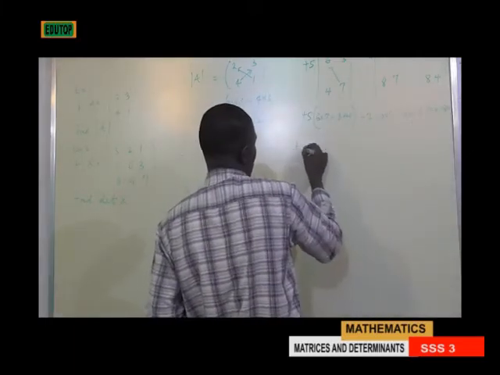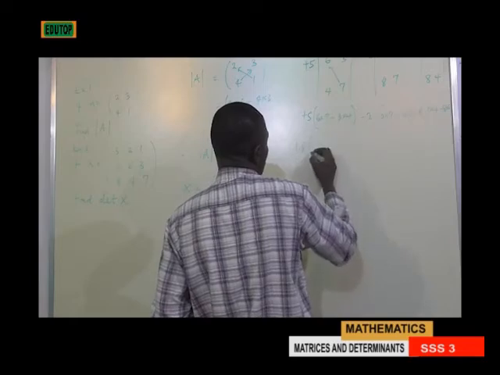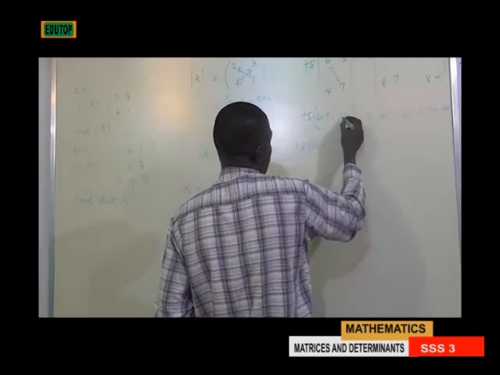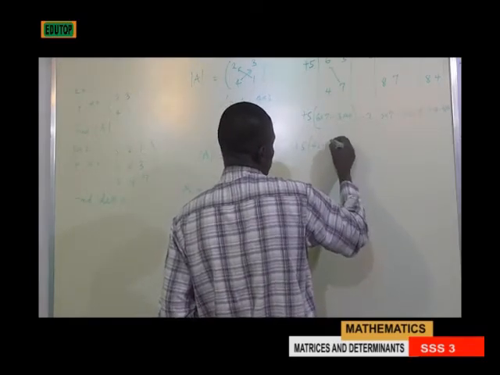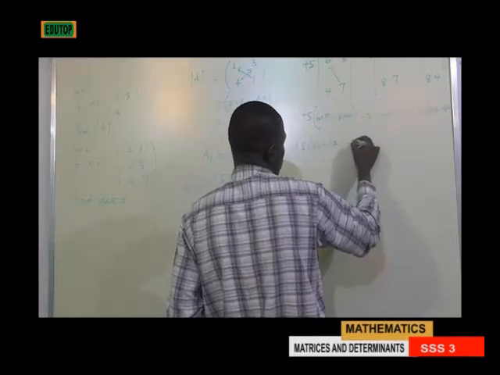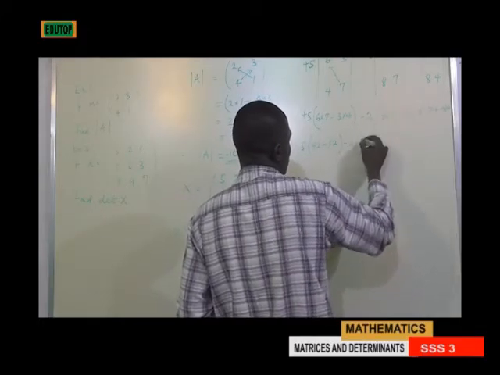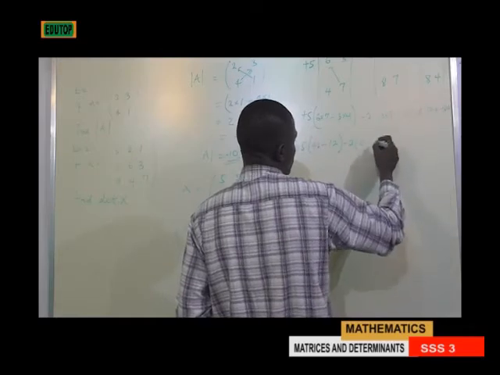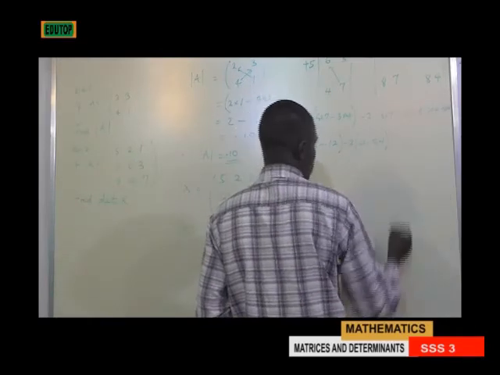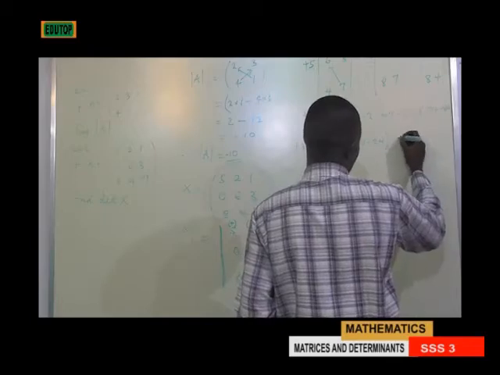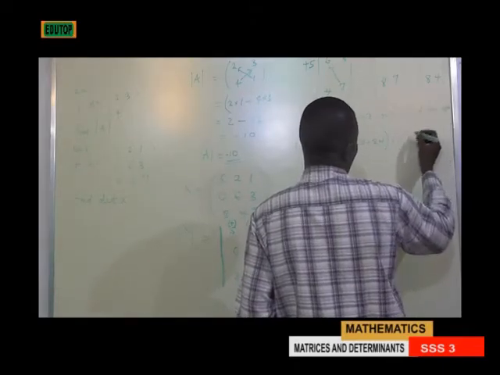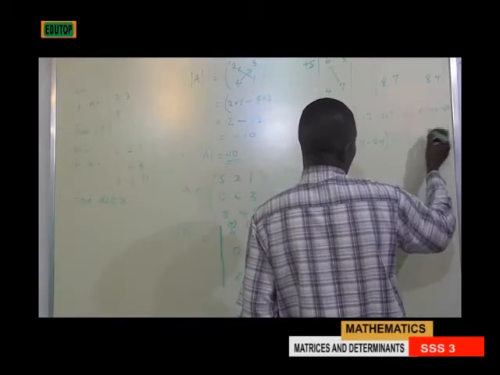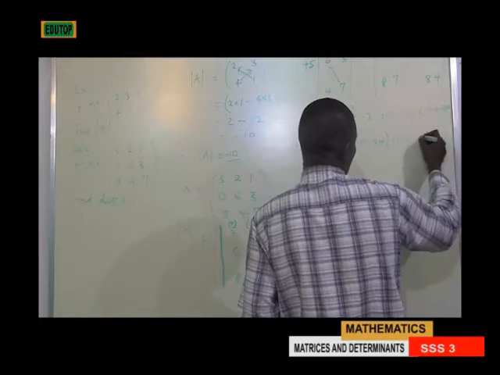Then this one will be +5, 6 times 7, 42, minus 3 times 4, 12. Minus 2 into 0 times 7, 0, minus 8 times 3, 24. Plus 1, 0 times 4, 0, minus 8 times 6, 48.